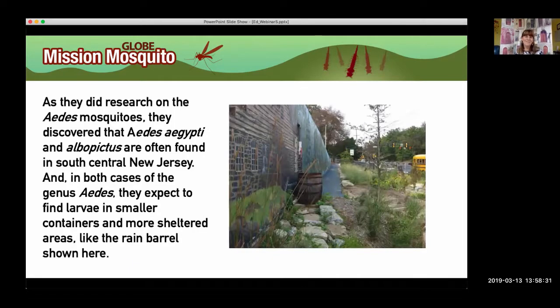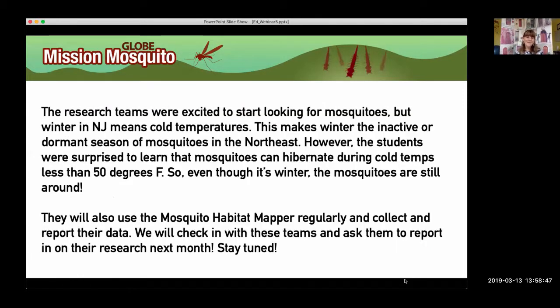And next slide. So they did their research, and they found that these mosquitoes are often found in containers and in sheltered areas like the rain barrel that they had pictured there. And one of the students took a picture of that, and that was a part of their data set that they submitted. Next slide, please.